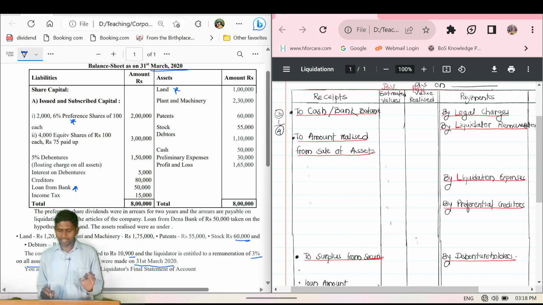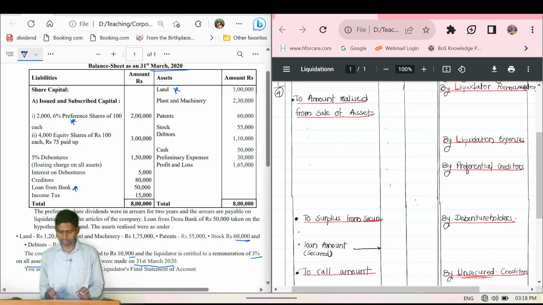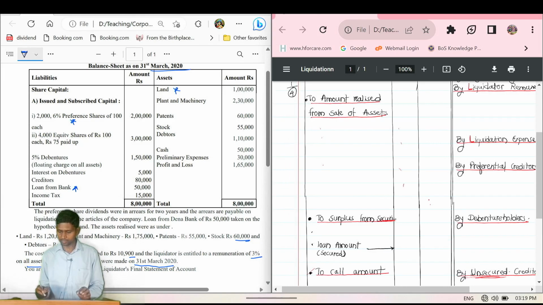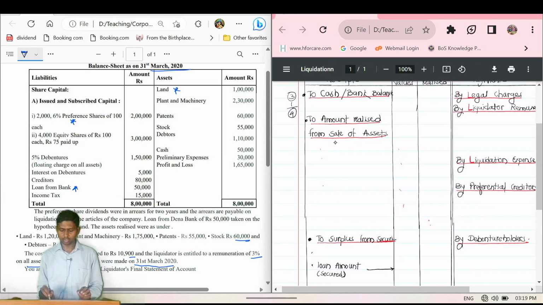Then the second category, amount realized from sale of assets, and then surplus. Both are related to assets only, but here we write the asset which we give as a security to liability holders, correct. The asset which we have given as security, write that asset here, correct, understood. What to write here? Pen is not working.